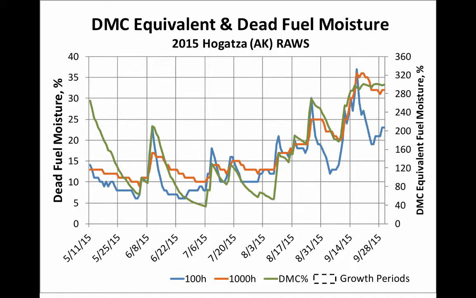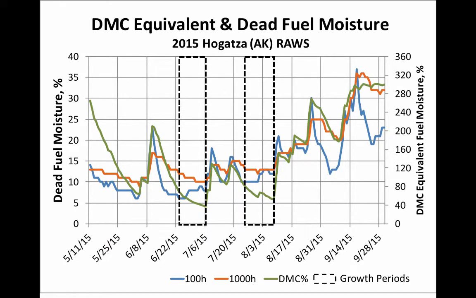Using that conversion, DMC equivalent fuel moistures from the 2015 season at the Hogatsa Alaska RAWs are compared to corresponding 100-hour and 1,000-hour fuel moistures. As expected, the graph shows that the DMC equivalent fuel moisture in green responds somewhat slower than the 100-hour fuel moisture in blue and faster than the 1,000-hour fuel moisture in orange.